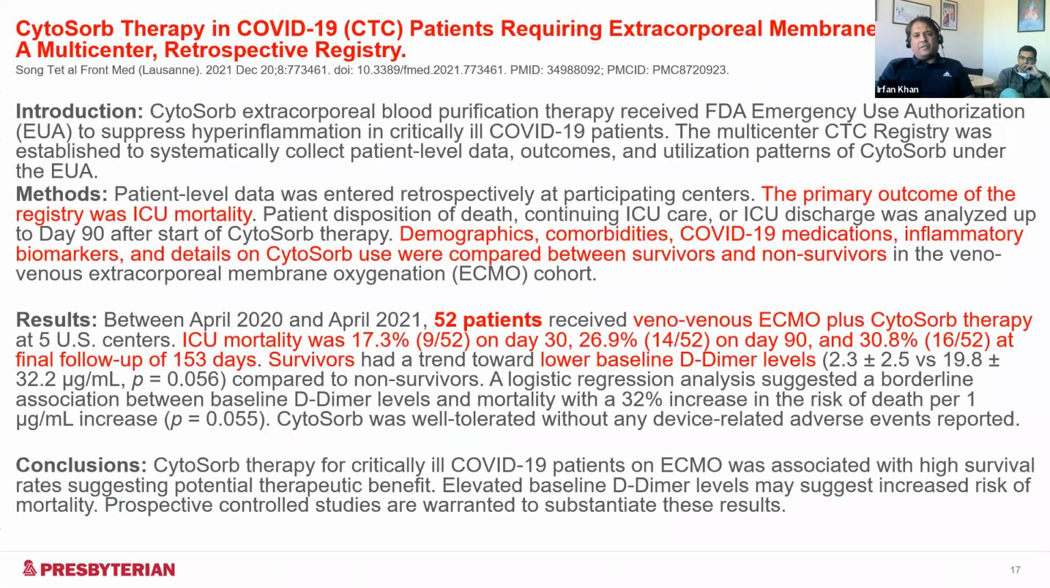Then the next question is, we talked a little bit about the Cytosol. It's basically a filter that's added to the ECMO circuit to remove the inflammatory markers. This got emergency use authorization from the FDA. Now the question is whether it works or not.